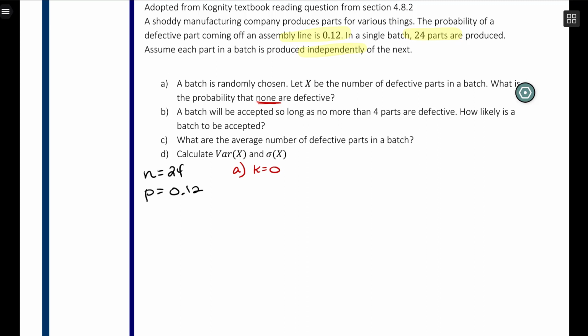All right, and so what we can do is write out our formula with P of X equals 0. From 24 total parts, we choose 0 of them to be defective. Each part has a 12% chance of being defective, but I want none of them to be defective. Each part has an 88% chance of working or not being defective, and I have 24 that will not be defective because I had 0 that were defective. So let's go back to our calculator and punch this in.